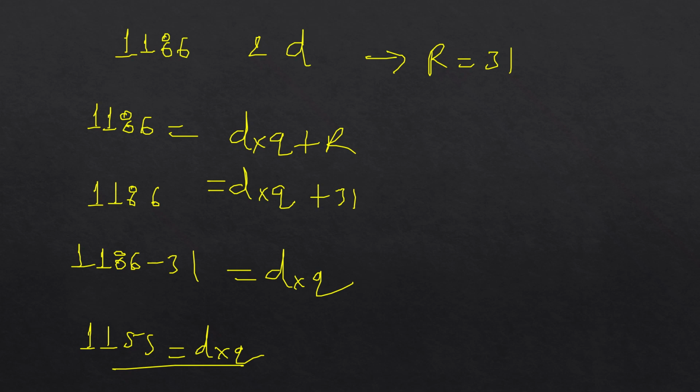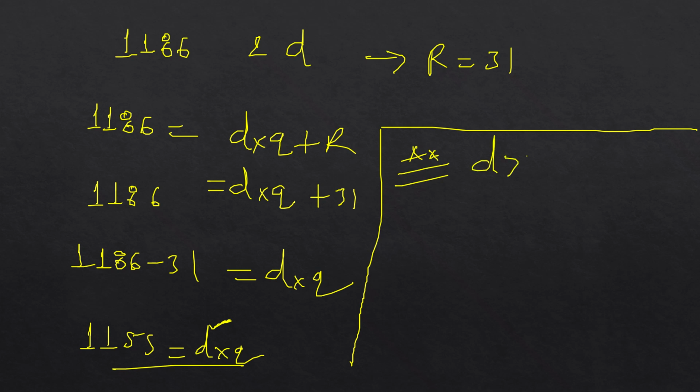So now we can observe that D must be a divisor of 1155, and also a very important point, D must be greater than 31. Why? Because 31 is the remainder and the divisor should be greater than the remainder. Now we will factorize 1155 with prime numbers 3, 5, 7 and 11.